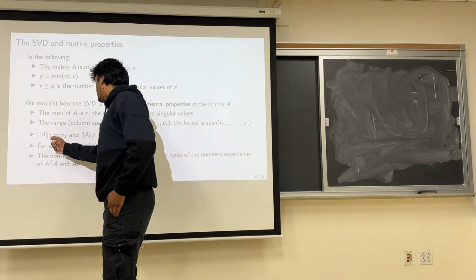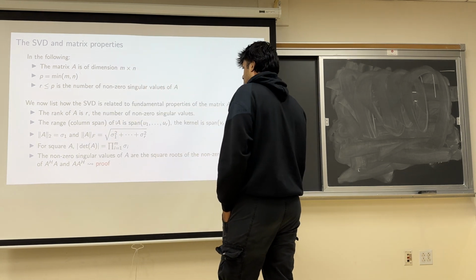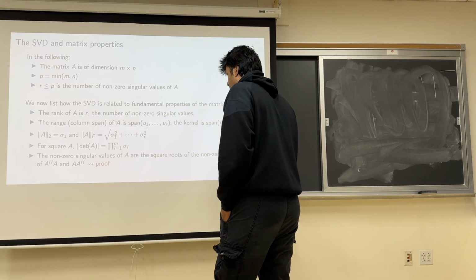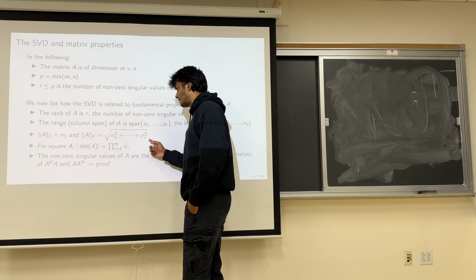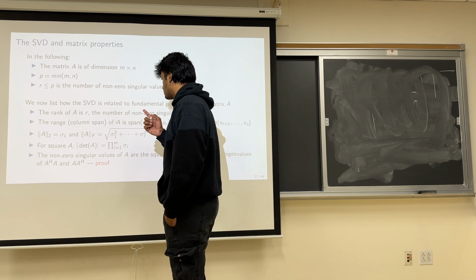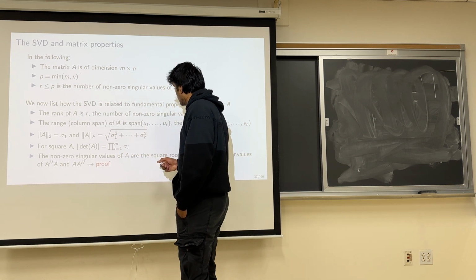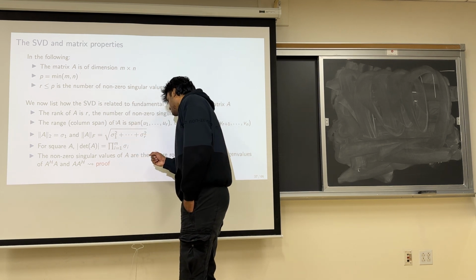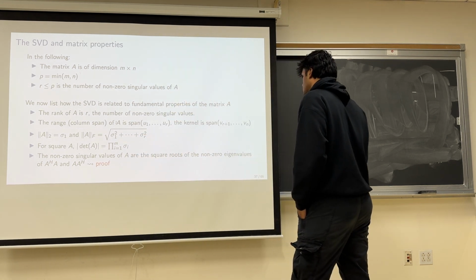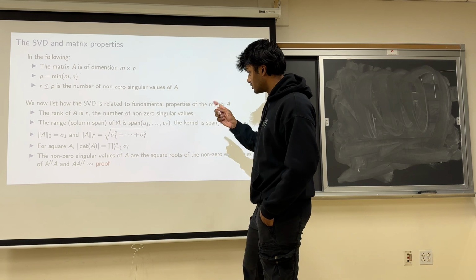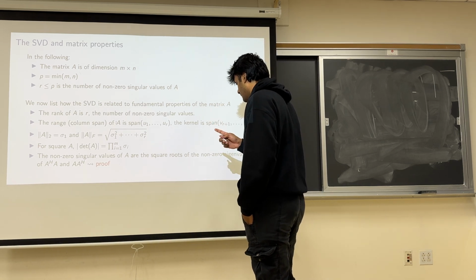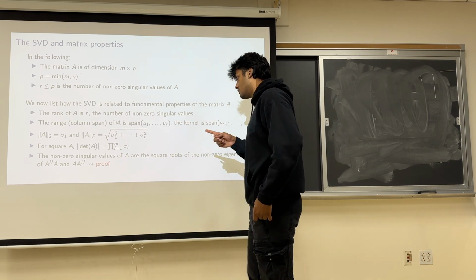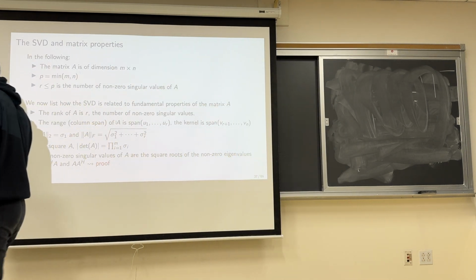So the 2-norm of A is the first singular value and the Frobenius norm is the square root of the sum of squares of all singular values. This I can prove. For square A, the determinant of A is the product of all singular values. The non-zero singular values of A are the square roots of the non-zero eigenvalues of A Hermitian A. Okay, this can be proved.